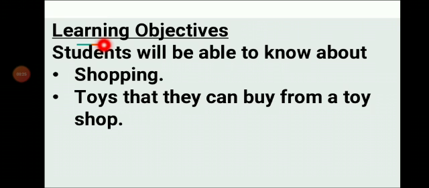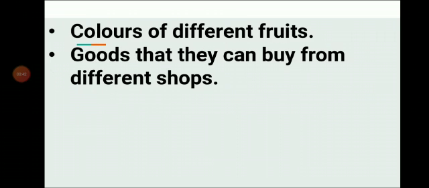Before starting the lesson, let's discuss the learning objectives of this lesson. What do we mean by learning objectives? That is, what's the purpose of this lesson and what we are going to learn after this lesson. Students will be able to know about shopping, toys that they can buy from a toy shop, colors of different fruits, goods that they can buy from different shops. Now here goods means the items, the things of our daily need. Okay?